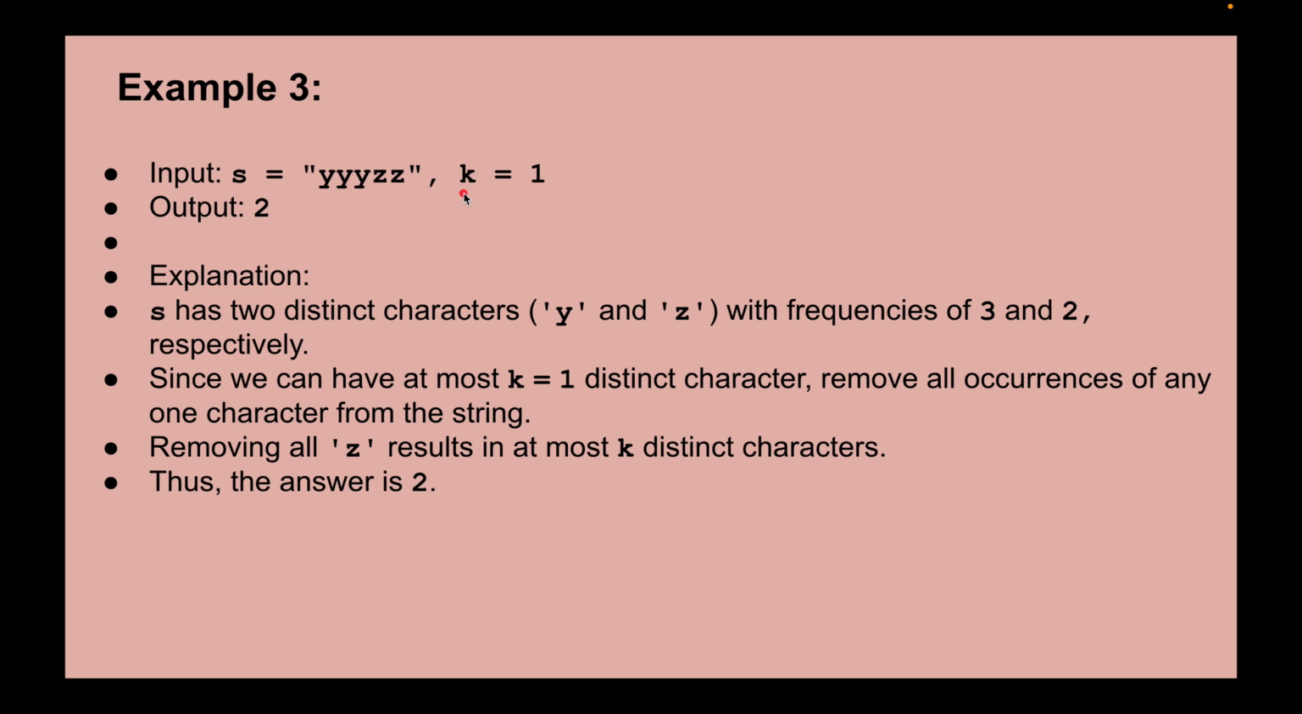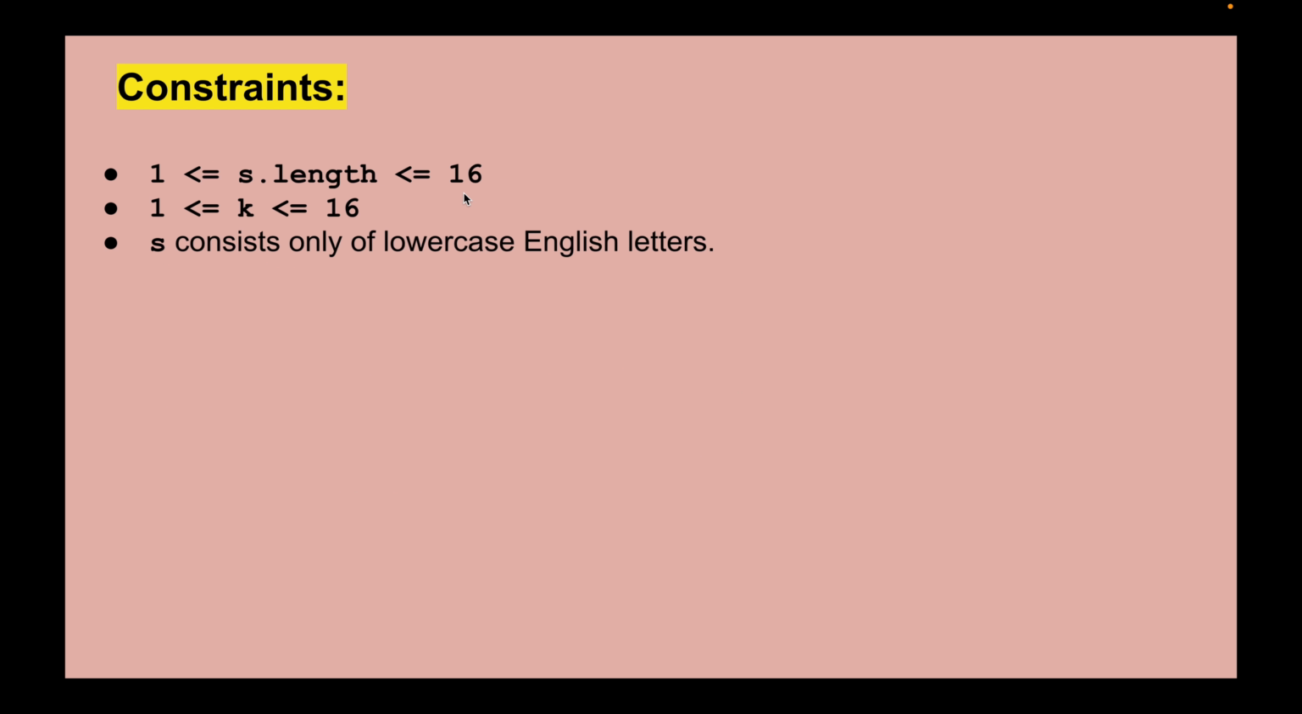So what we can say is, if we already have k or fewer distinct characters, we don't need to do anything, just return 0. Or if we have more than k distinct characters, we have to remove the entire character from the string. To minimize deletion, we remove the characters with the lower frequency first. In this way we can do the deletion operations.